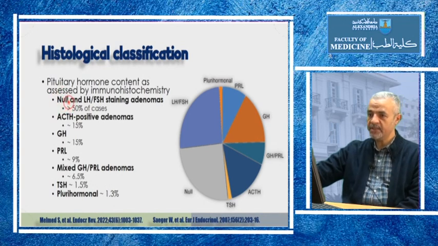Most of the tumors either exhibit null cells, which means they do not exhibit any of the secretory granules for any of the anterior pituitary hormones, or they may be LH and FSH staining adenomas, followed by ACTH positive adenomas in 15% of the patients, growth hormone secreting adenomas in 15% of the patients, prolactin expressing tumors in 9% of the patients, mixed growth hormone and prolactin in 6% of the patients, and the least to be expressed are either TSH expressing secretory granules or plurihormonal.